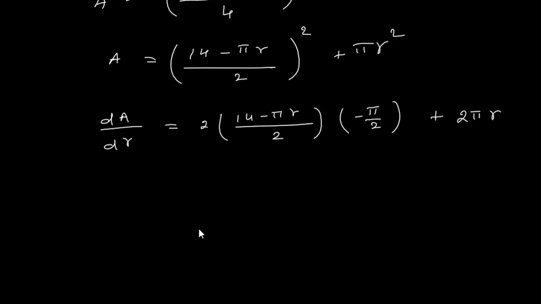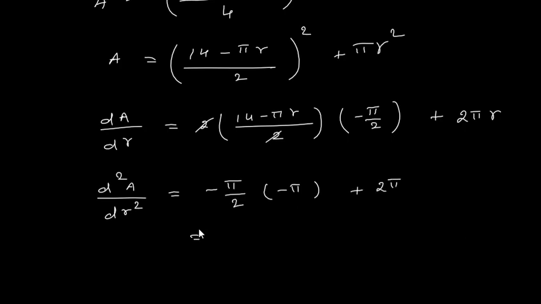This is our derivative, and if we differentiate again, d square A upon dr square, what do we get? Here this 2 is cancelled. We have minus pi upon 2, then derivative of this whole term is minus pi, and here we have 2 pi. So finally we get pi square upon 2 plus 2 pi. This dA upon dr I consider as the second equation, and this as the third equation.